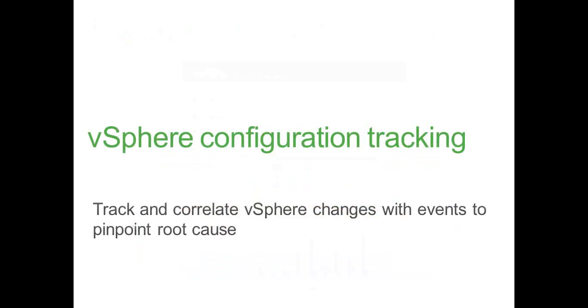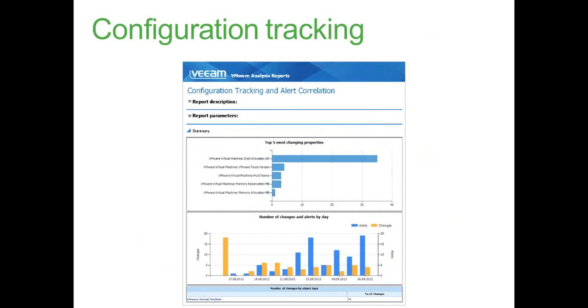vSphere configuration tracking and correlating vSphere changes into events to pinpoint the root cause. Configuration tracking and alert correlation reports show you what has changed in your vSphere environment. So if there's any issue with resources or capacity, you'll be able to see a correlation of events to help pinpoint the cause. These reports provide you detailed tracking of configuration properties for all your vSphere objects, including your clusters, network, data store, switch, host, and virtual machines, everything.